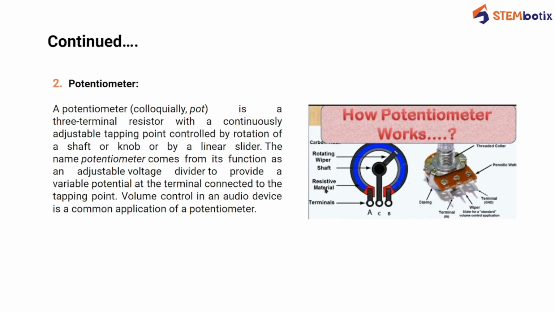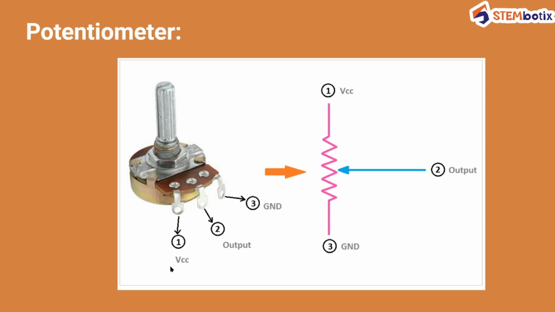This is how the internal structure of any potentiometer looks like. They have three terminals, A, C and B, and it is a rotary gear. The first terminal, the second terminal, the third terminal. Onto this point we connect VCC. From here we get the output, and here the ground connection is done.